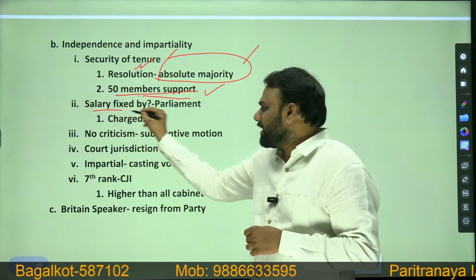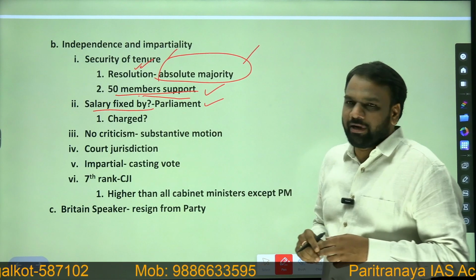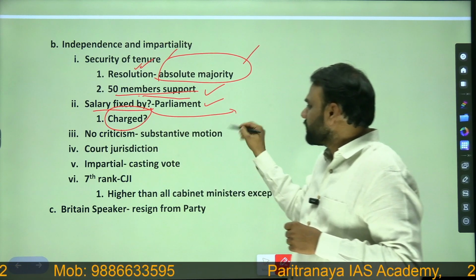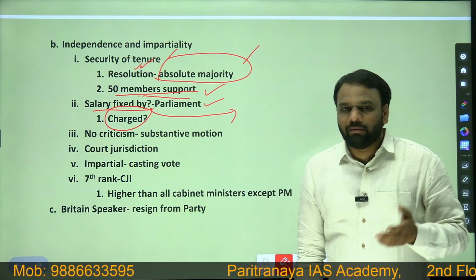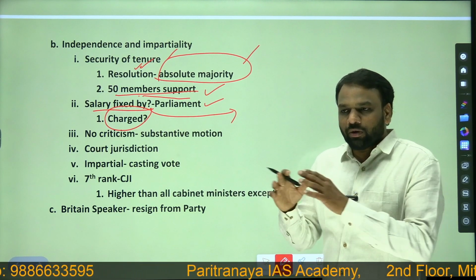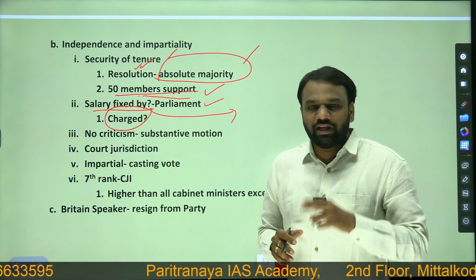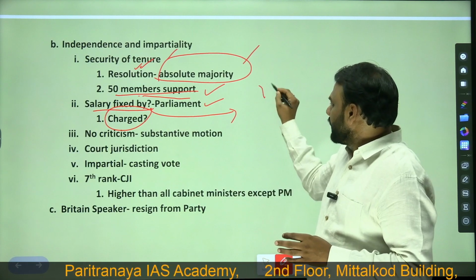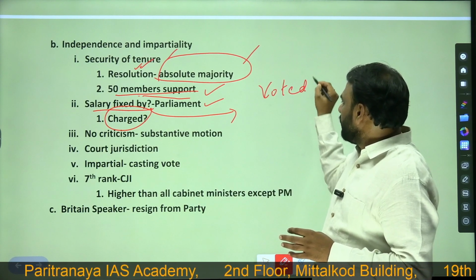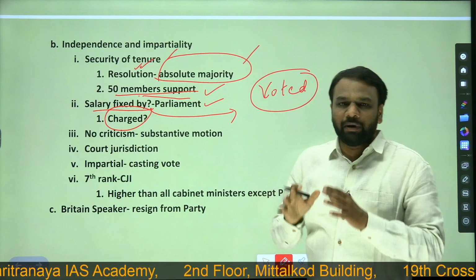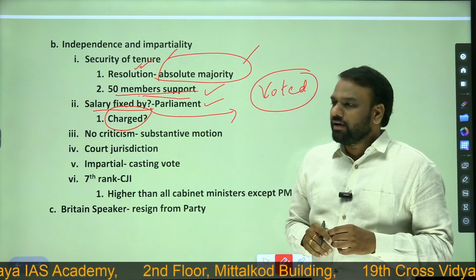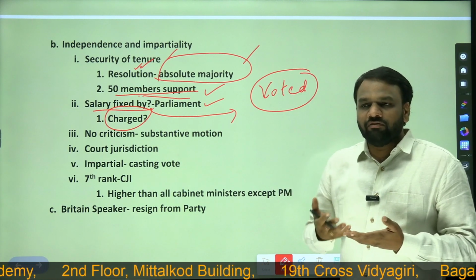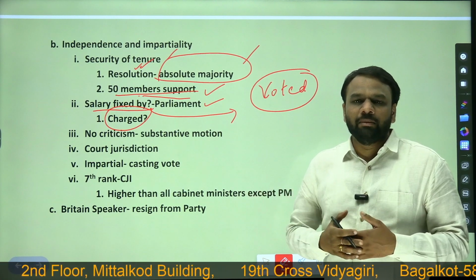Next, who fixes the salary? Salary is fixed by Parliament. Next, very important, his salary is charged. So later on, when we start discussing the budget, we'll come to know that in the government's expenditure there are two parts. One is charged, another one is voted. In case of voted, whenever we want to spend money on a particular thing, we need to take the permission of the Lok Sabha. And there are a few entities on which, when we are spending, we need not take the permission of Lok Sabha.